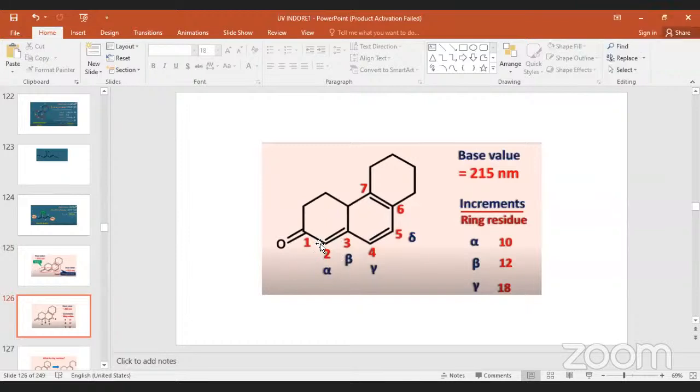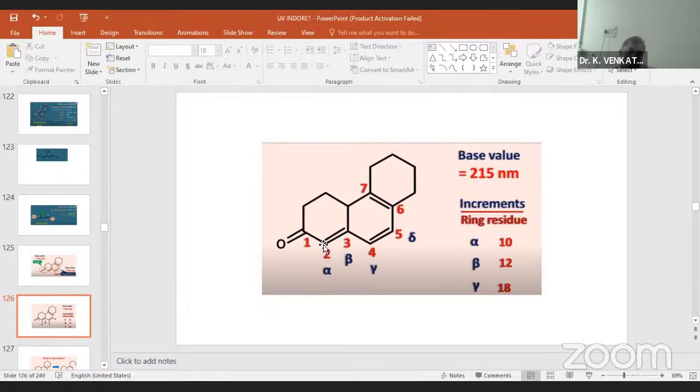So this is for the alpha carbon, the functional group's nearest carbon: alpha carbon, beta carbon, gamma, and delta. So what is the increment? If a ring residue is present at the alpha position, 10; at the beta position, 12; at the gamma position, 18. Delta also 18. Alpha 10, beta 12, gamma 18, delta 18, another one 18.